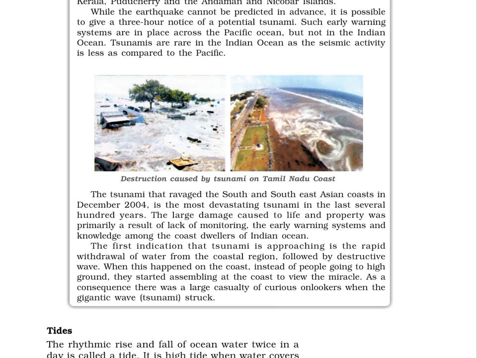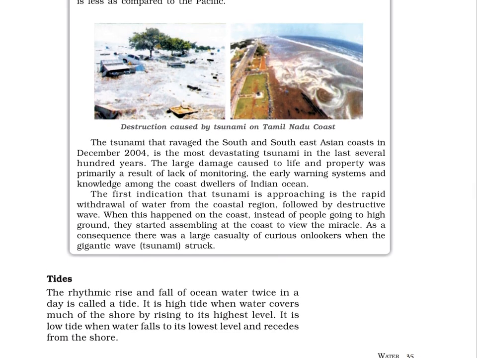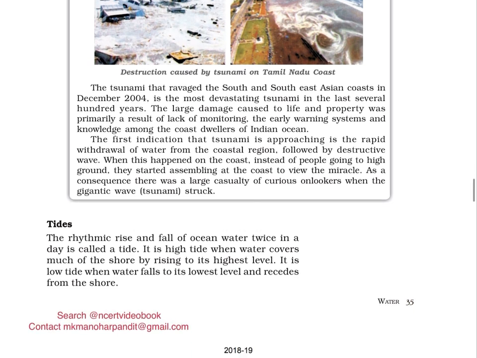The first indication that tsunami is approaching is the rapid withdrawal of water from the coastal region, followed by destructive wave. When this happened on the coast, instead of people going to high ground, they started assembling at the coast to view the miracle. As a consequence, there was a large casualty of curious onlookers when the gigantic wave, that is, tsunami struck.